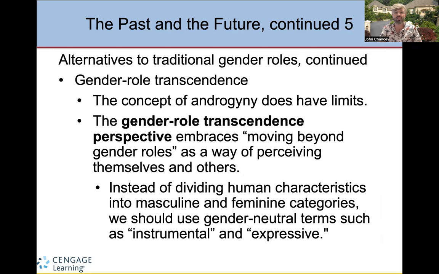Other alternatives sort of transcend this idea of gender. The androgyny does have limitations.